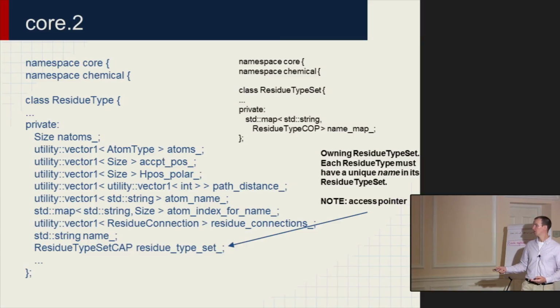Each residue type has an access pointer back to the residue type set that owns it. So it's an access pointer as opposed to an owning pointer, because you don't want to add an extra edge in the ownership diagram. You don't want to accidentally leak memory.